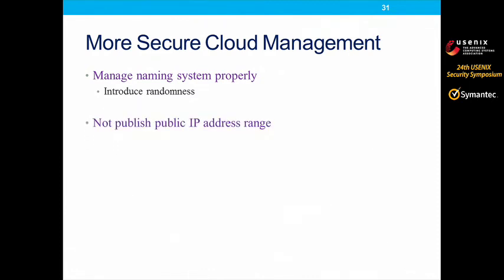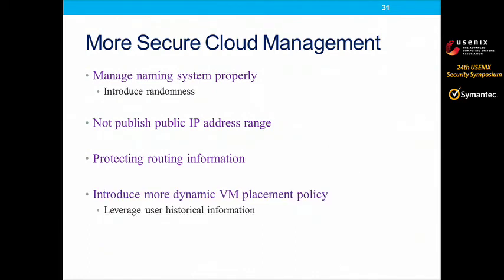And it is also controversial to publish all public IP address ranges, such as EC2 does, because this can help an attacker easily scan the entire cloud. And some important routing information, such as the TOR switch information, should be protected better. And the virtual machine placement policy may consider introducing more dynamics, such as leveraging the historical information of a user.